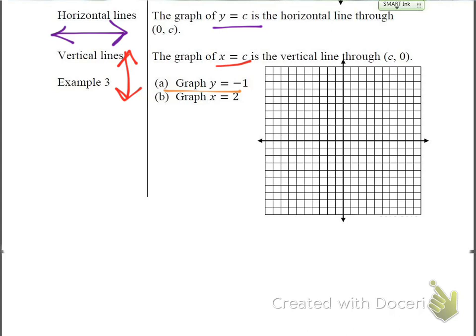Because this is a y equals and there's no x's in there at all, I know that I'm going to be crossing the y-axis. So what you want to do is put a point at the y-intercept at -1. So because it's just y equals -1, put a point there and draw a horizontal line through it. So we are crossing the y-axis when you have y equals a number.